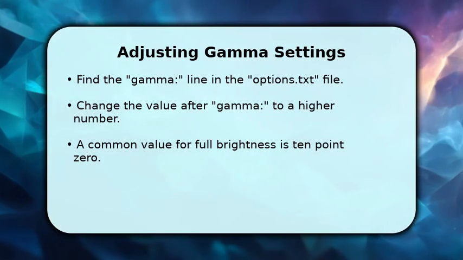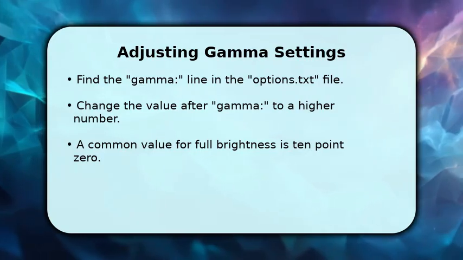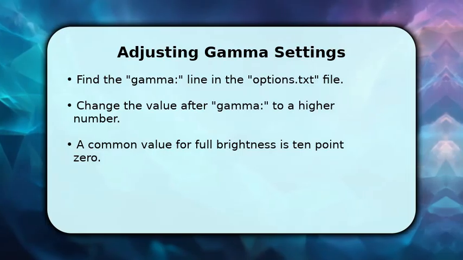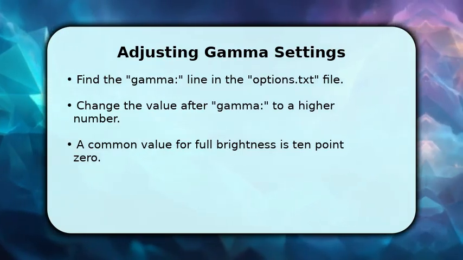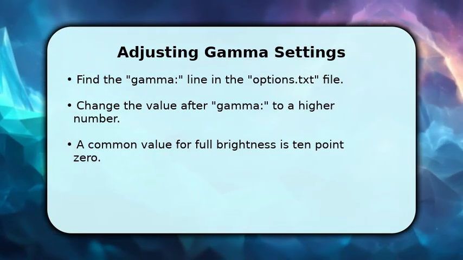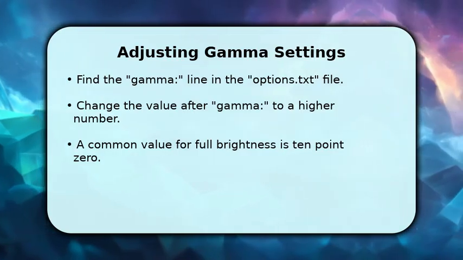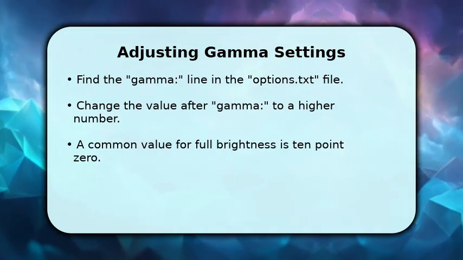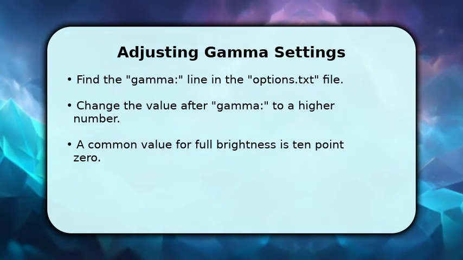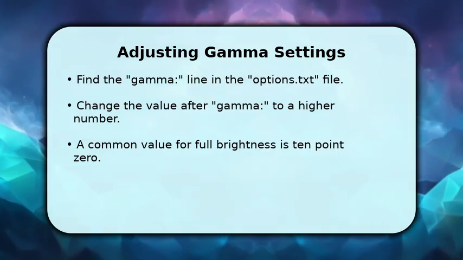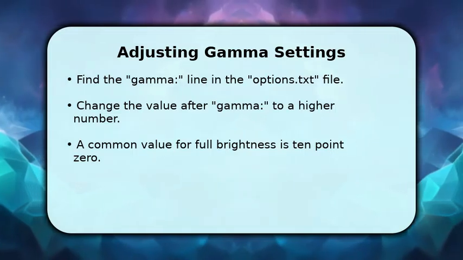Now that you have the options.txt file open, scroll down until you find the line that starts with Gamma. It usually has a value like 1.0. To significantly brighten your game, change this number to something much higher. A popular choice for maximum visibility is 10.0. You can even go higher, like 100.0, for an even more dramatic effect, but 10.0 is usually sufficient for most players. This simple edit will make a huge difference.